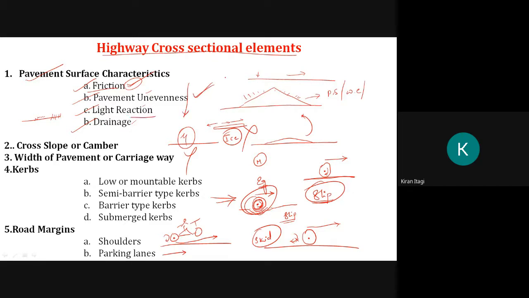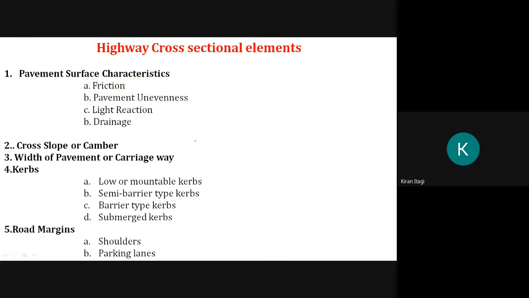Light reflection means, during the summer seasons, most of the boys will be experiencing this. The sun will be rising here. Say this is a CC road and you are moving in a vehicle. The light will fall on the road and reflect back to the driver. Sometimes he will not be able to see the road clearly, so the reflection should be minimized here. Also the street lights come under the light reflection.